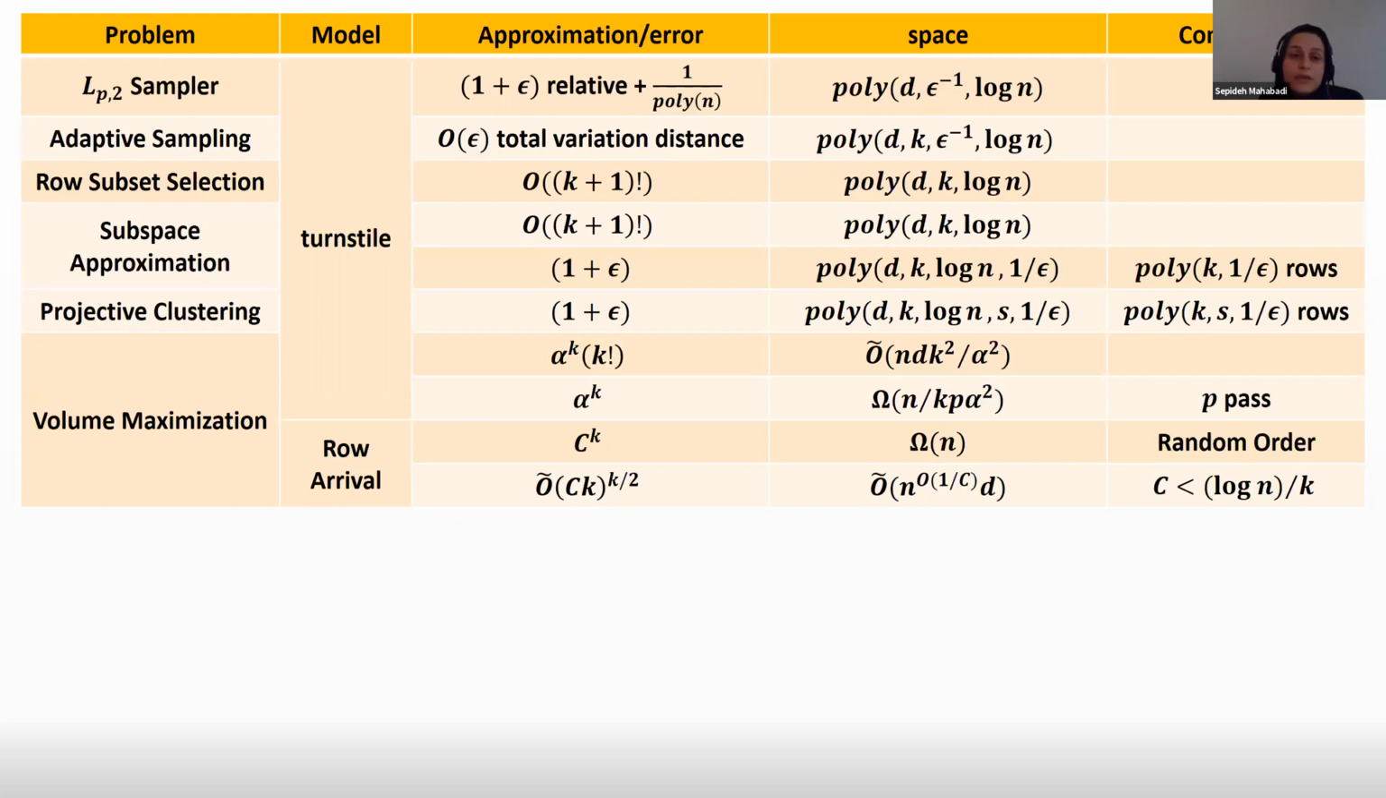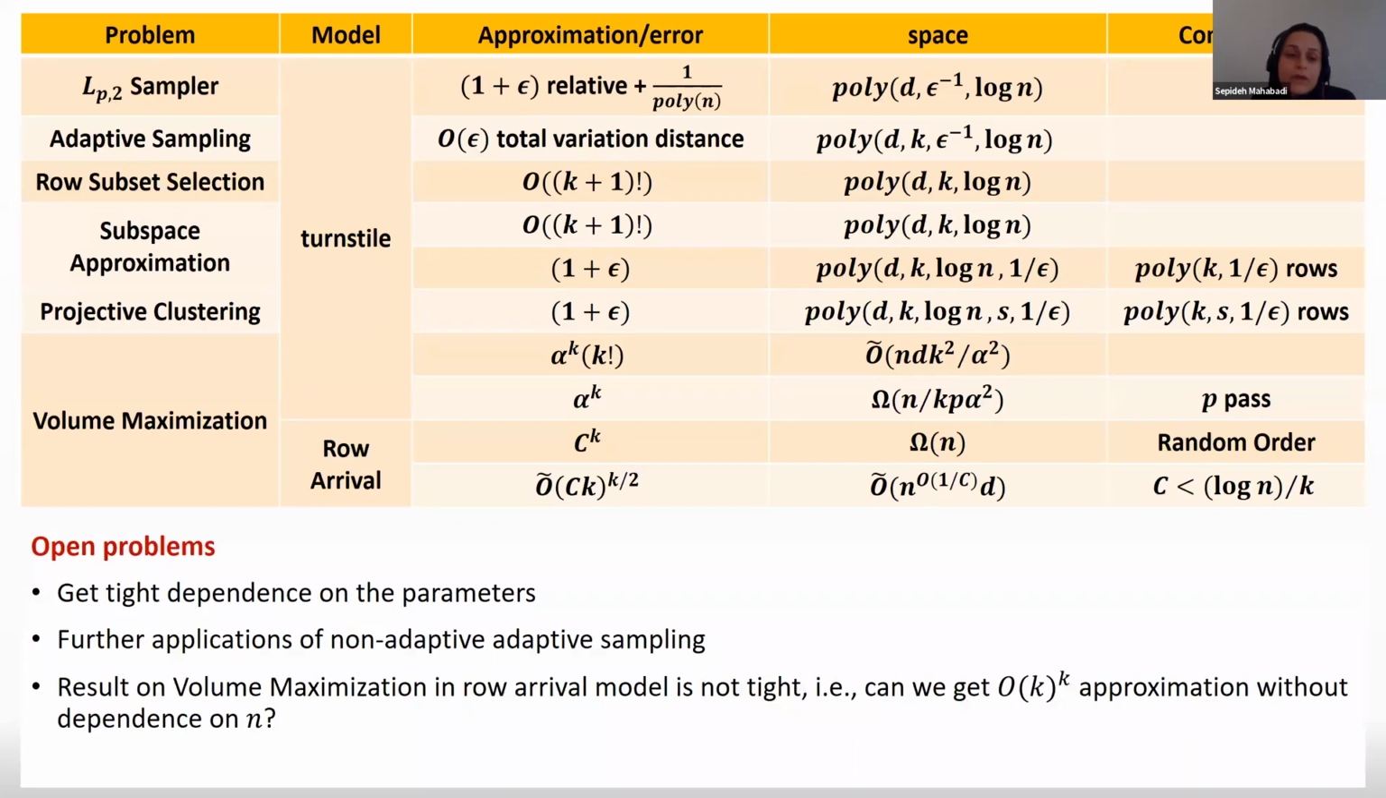And then we showed applications of these results to a set of data summarization tasks, including row subset selection, subspace approximation, projective clustering, and volume maximization. And further in the paper, we also show lower bounds and upper bounds in the row arrival setting for the volume maximization problem.